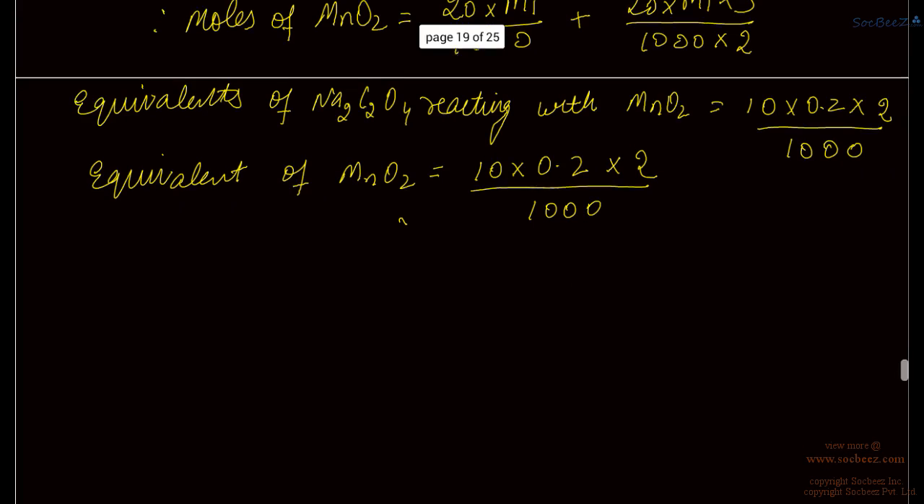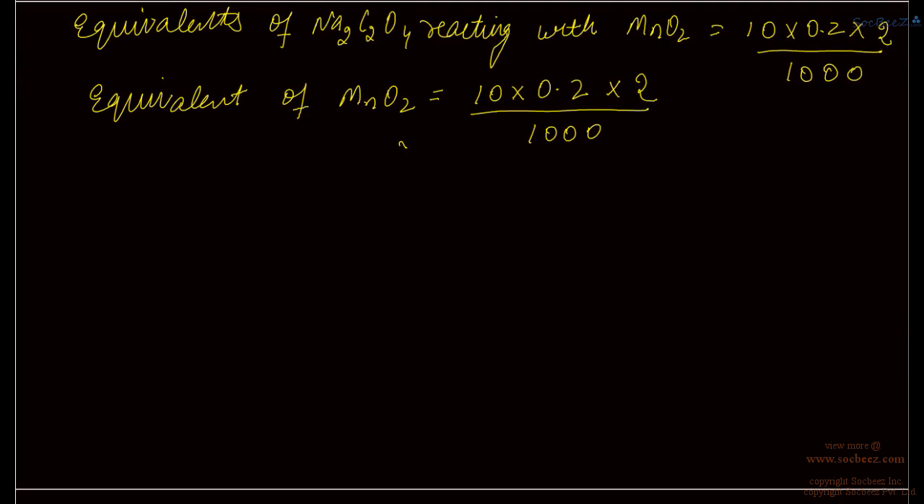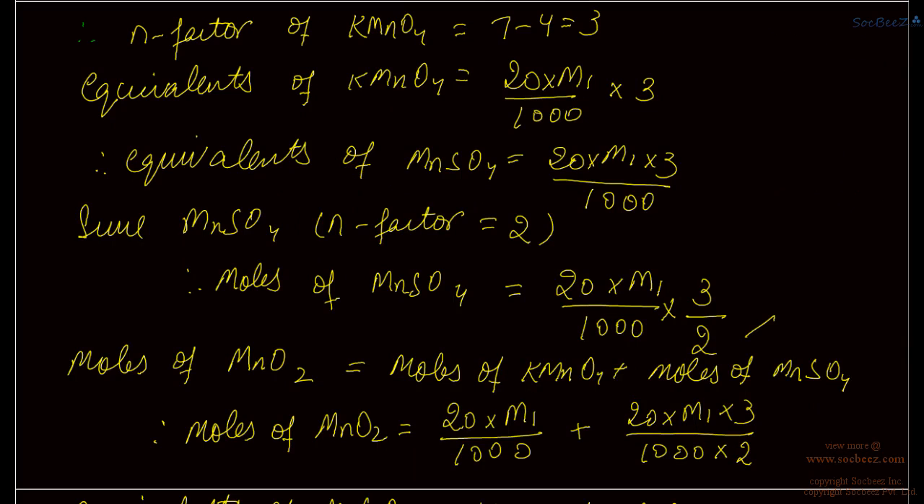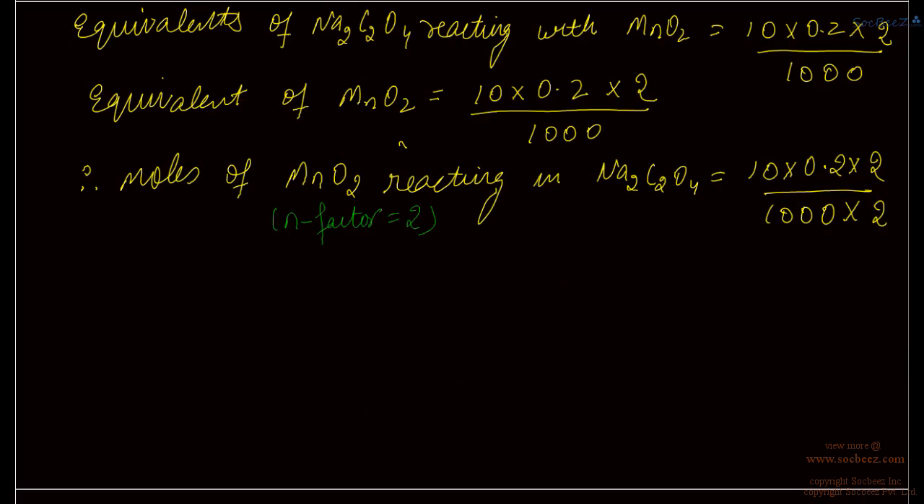Hence we have got the total number of equivalents of MnO2 reacting with sodium oxalate. Therefore, moles of MnO2 reacting with sodium oxalate, Na2C2O4, will be the equivalents of MnO2 divided by the n factor of MnO2. If we divide the number of equivalents by the n factor, we get the number of moles. So this equals 10 into 0.2 into 2 upon 1000 into 2. Here we have got the moles of MnO2 as a function of M1, and here we have got the exact value of the moles of MnO2.